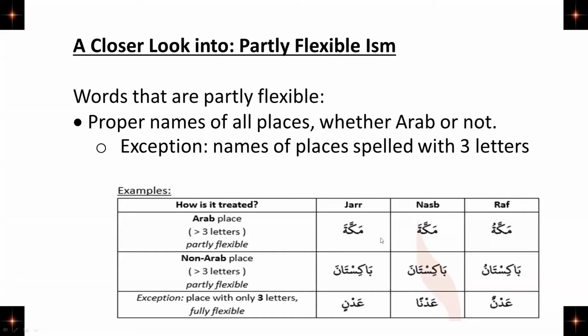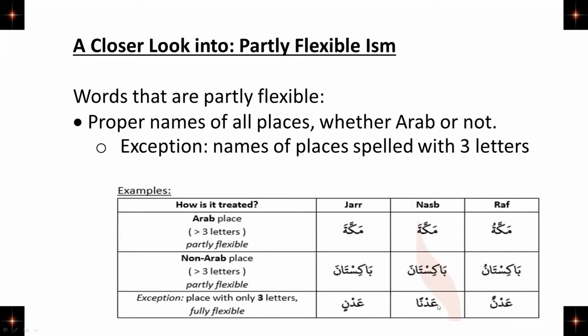Makkah is a name of a place, but it has more than 3 letters. Pakistanu, Pakistana, Pakistana. Name of a place, so partly flexible. Then Adnun, Adnan, Adnin. Even though it's a name of a place, it's fully flexible, because it can take tanween and it can also show un, an, in.